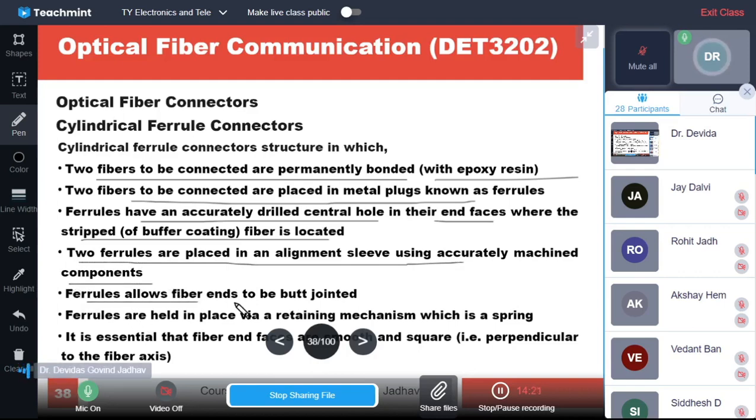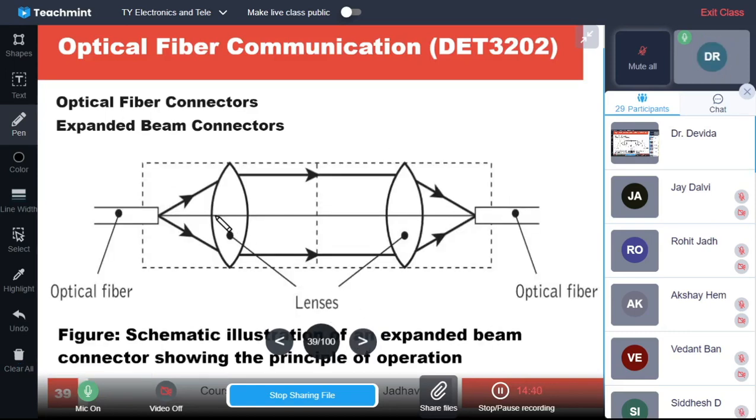components. Ferrules allow fiber ends to be butt jointed, and ferrules are held in place by a spring mechanism. So essentially the fiber end faces are perpendicular, square. Okay. So one more is there, that is the optical connector.